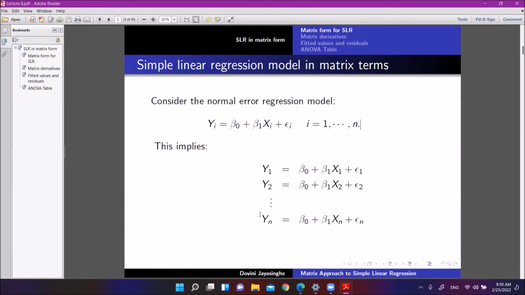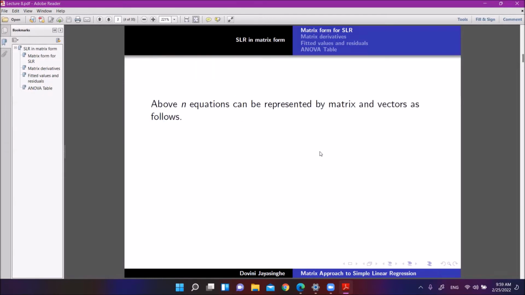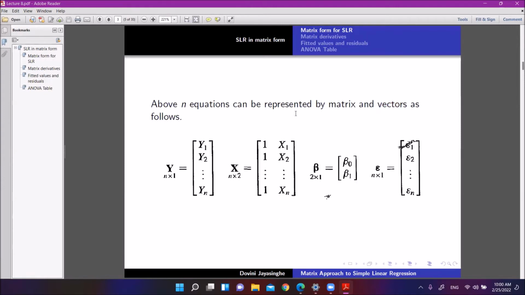We expand this because we need to construct matrices and go ahead with matrix computations. The above n equations can be represented by matrices and vectors. Actually, vectors are again matrices, either column matrices or row matrices. For example, n by 1 is a matrix and at the same time a vector, and 1 by n is a similar thing. So it can be expressed in matrix notation like this.